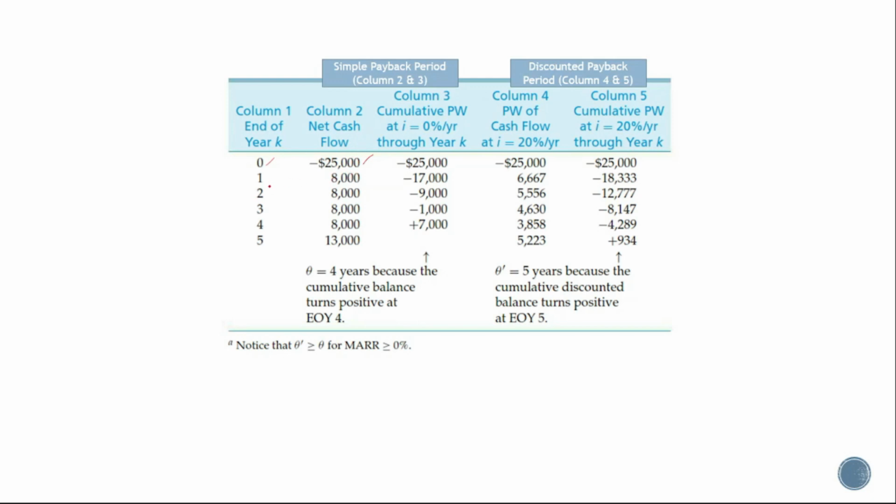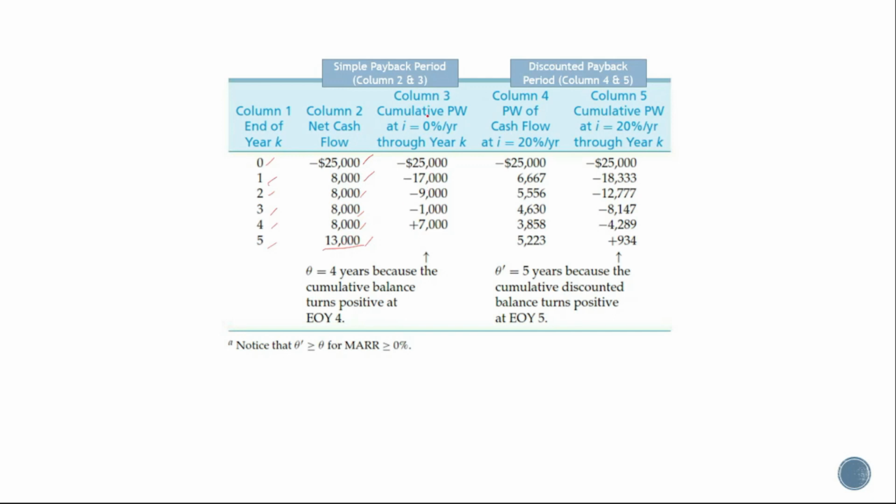At the end of 1 year, nag-produce siya ng 8,000 pesos na cash inflow. Same yon throughout the year. Pagdating ng 5 years, bakit naging 13,000 to? That is yung 8,000 na revenue plus the 5,000 na salvage value ng equipment.